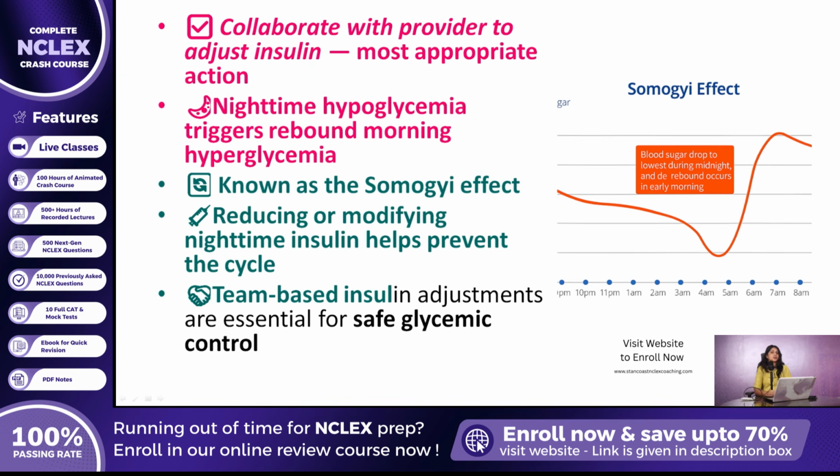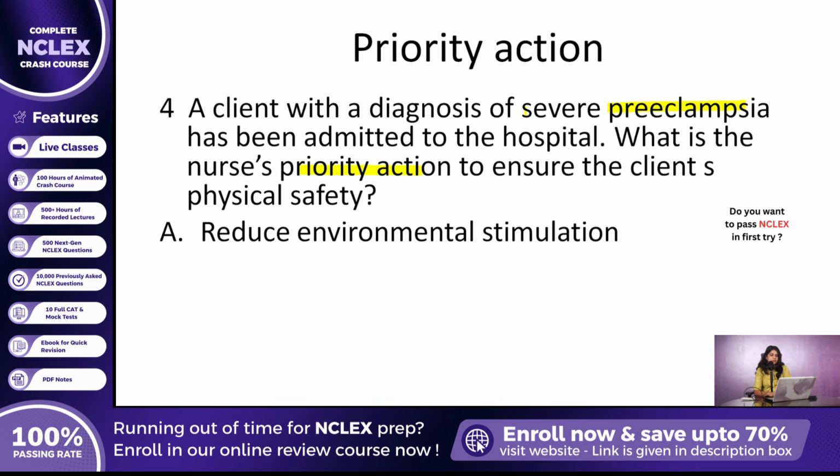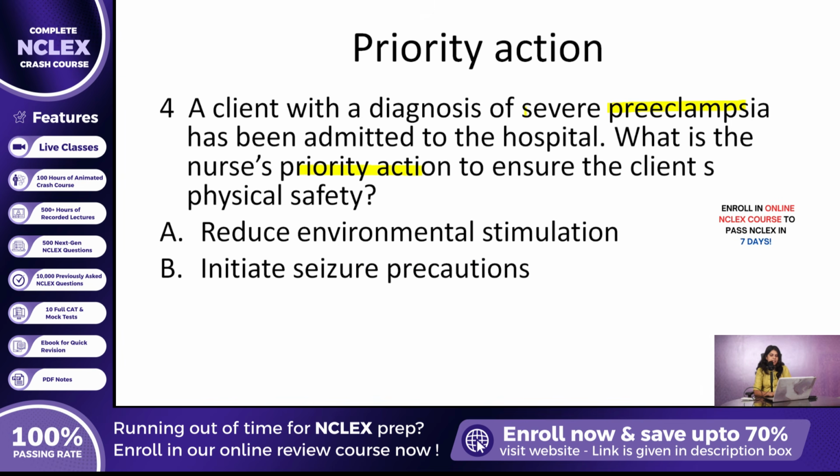Now, let us shift our focus to a critical obstetric emergency. Severe preeclampsia. Question number 4. A client has been admitted to the hospital with this diagnosis, and the nurse must decide on the priority action to ensure the client's physical safety. So, what should come first in this high-risk situation? Let us evaluate the options. A. Reduce environmental stimulation. B. Initiate seizure precautions. C.